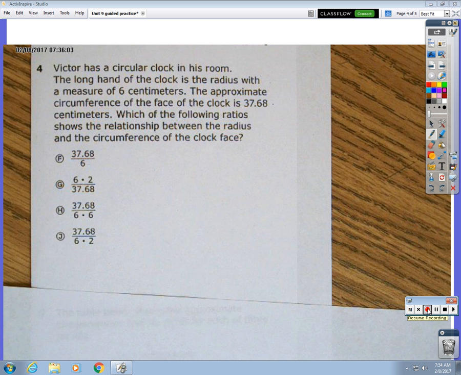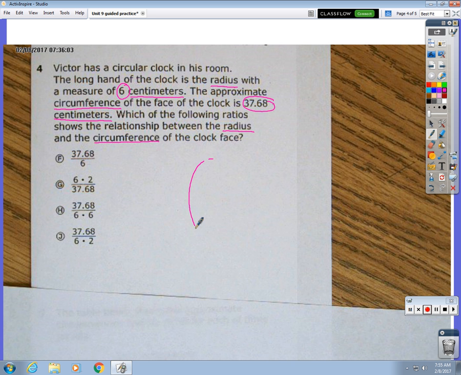Okay, on number 4, it says Victor has a circular clock in his room. The long hand of the clock is the radius with a measure of 6 centimeters. The approximate circumference of the face of the clock, so we also know the circumference, is 37.68 centimeters. Which of the following ratios shows the relationship between the radius and the circumference of the clock face?